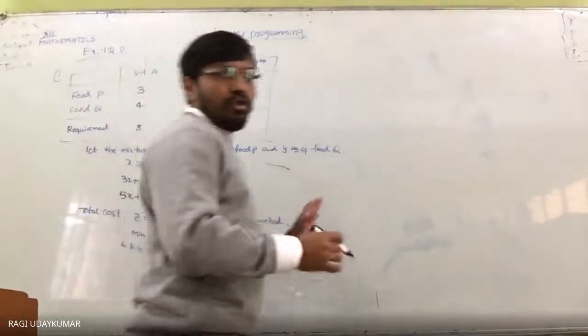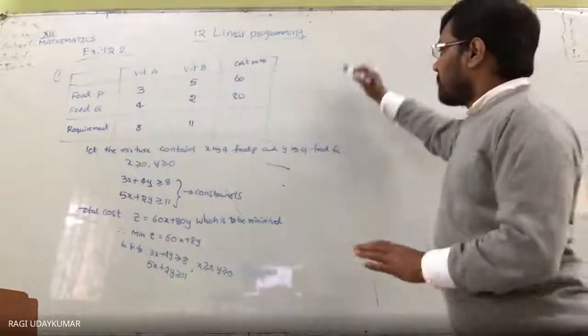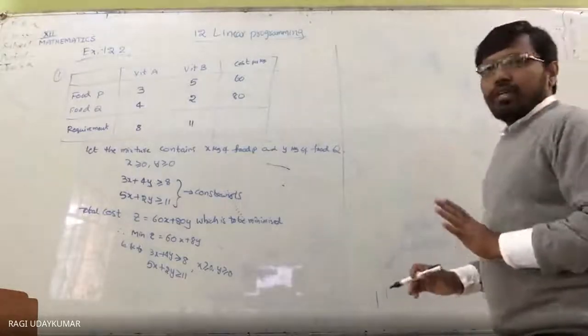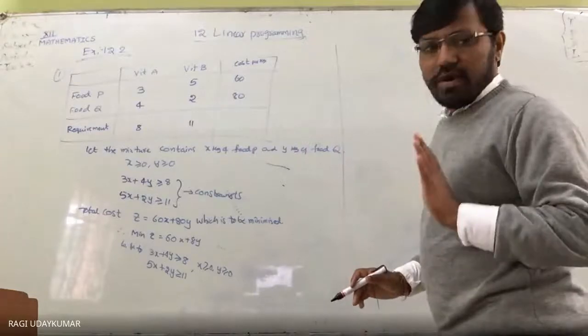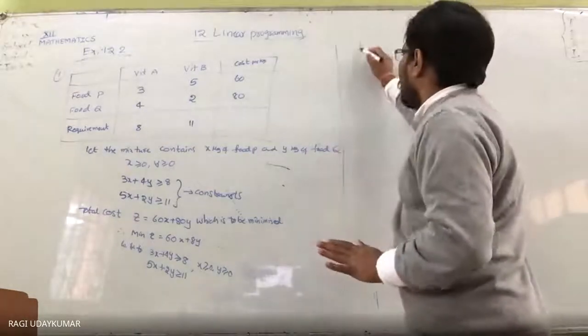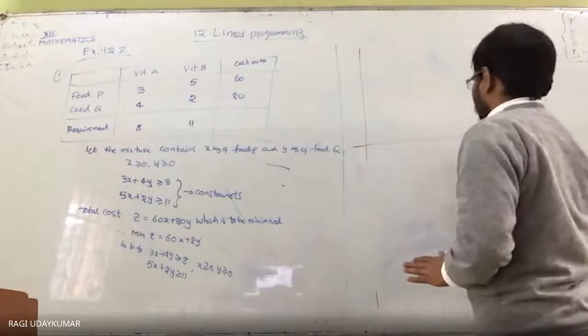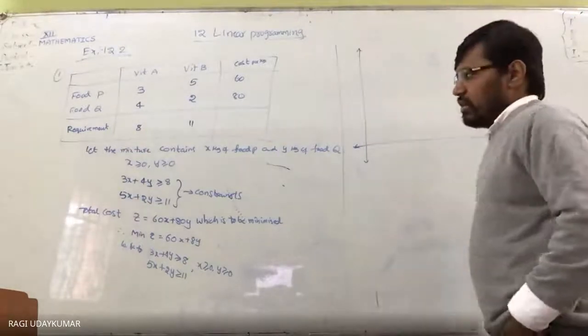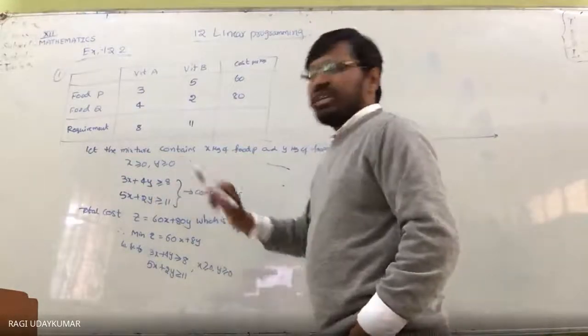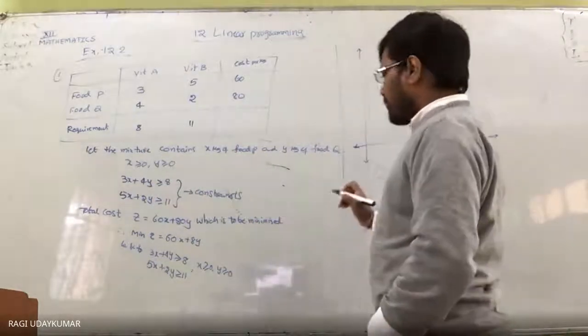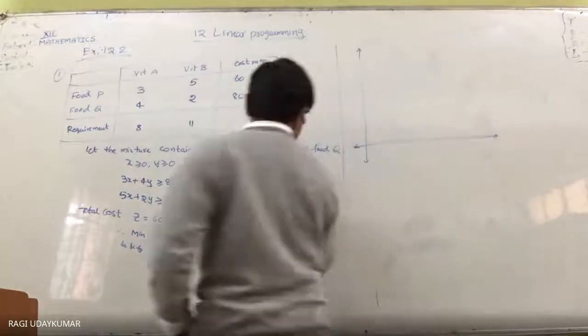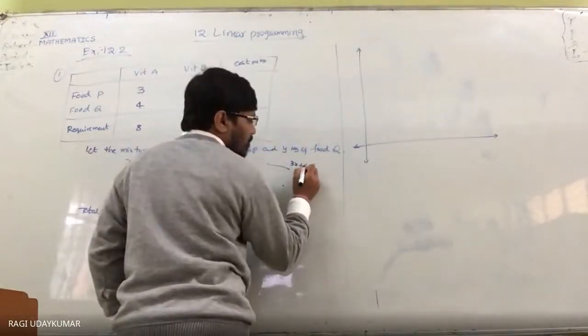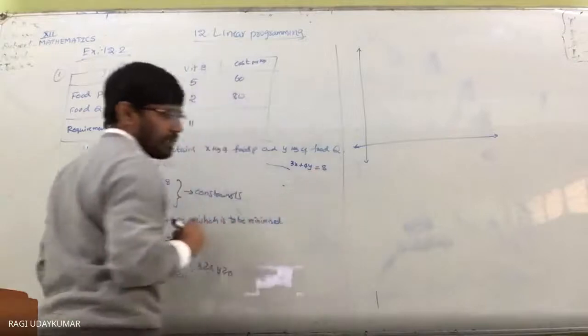How do we draw the graph? The board is visible to you, right? Yes, sir, visible. So how do we draw the graph? Only the first quadrant is to be taken into consideration, because x greater than 0, y greater than 0. The easiest method is to draw 3x plus 4y equal to 8. I am writing here 3x plus 4y is equal to 8.